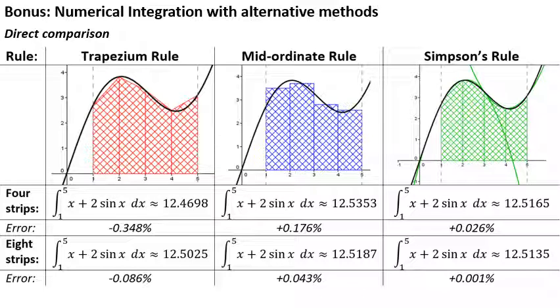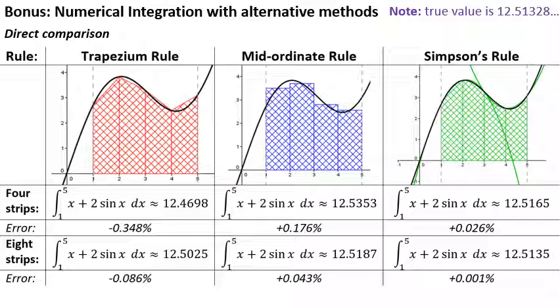Here's a direct comparison between the 3 methods. So we can see how they all behave on the same function, x plus 2 sine x. The true value, incidentally, is 12.51328 something. So even trapezium rule does a reasonably good job here. Over this interval from 1 to 5, with 4 strips, we're getting an error of 0.35%. And it's a slight underestimate because the bits that undercut are more significant in this case than the bits that overshoot.